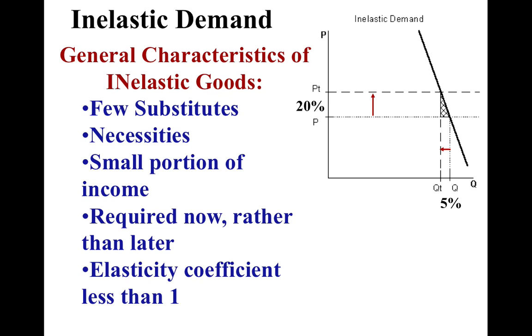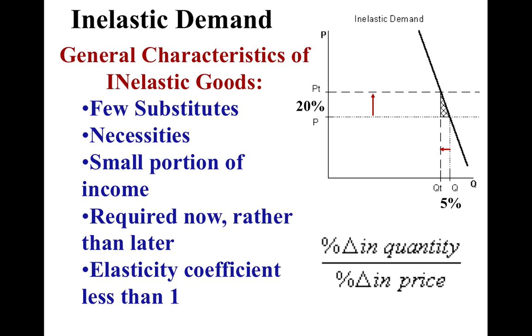And the elasticity coefficient is a way that we have of measuring or calculating this. And you see here the equations, just a simple fraction for the elasticity coefficient. It's the percent change in quantity divided by the percent change in price. So in the example above, you can see that the percent change in quantity is 5 and the percent change in price is 20. So 5 divided by 20 is 0.25. So the elasticity coefficient represented on this graph is 0.25.